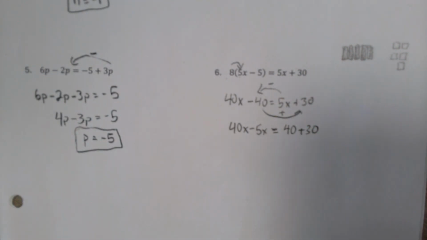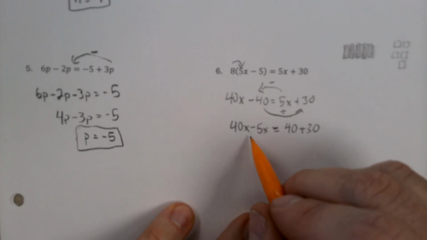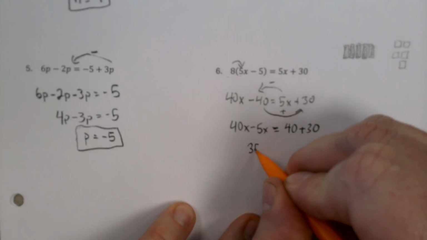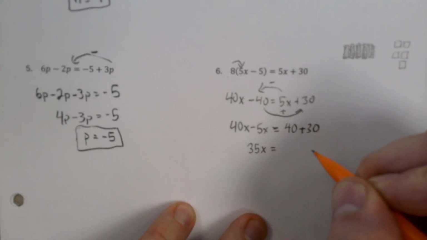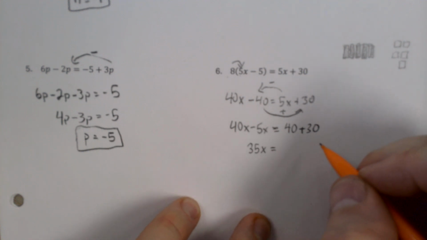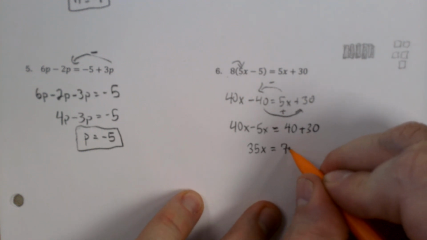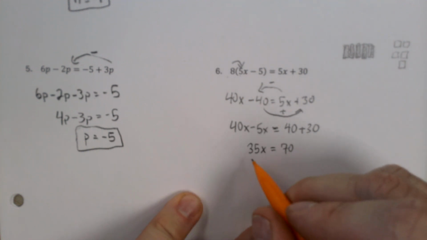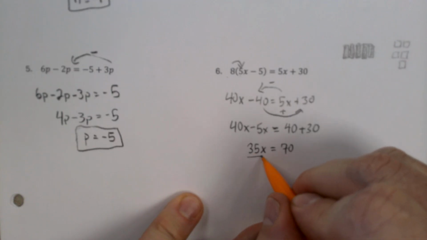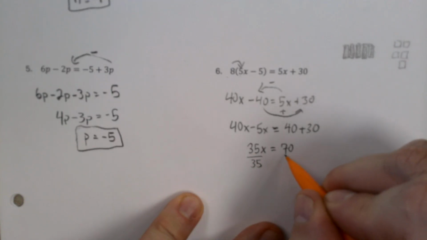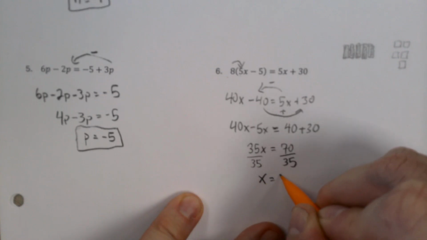Now we can do our wars and alliances. On this one here, this is a war, which would leave 35 x's, the positives win, so 35 x's. And if I add those together, that's 70. And then our last step, divide by whatever's in front of x. So we'll divide by 35. So that is x equals 2 if you do the division.